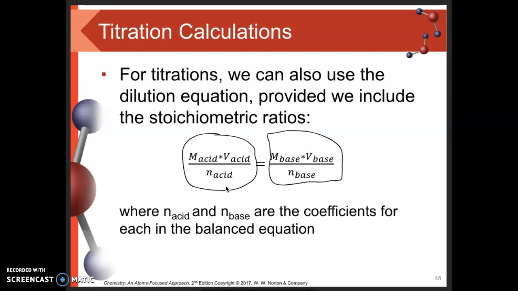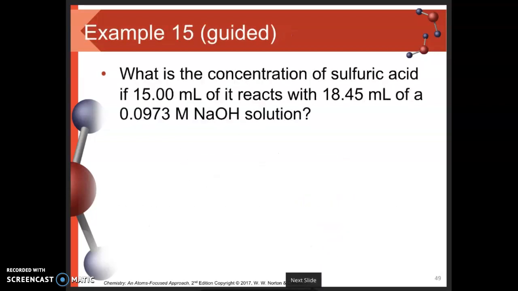You do an example of a redox titration in the laboratory, and you can substitute the oxidizing agent for acid and the reducing agent for base, and the titration equation works just the same. So let's take a look at a couple of examples. In this first example, what is the concentration of sulfuric acid if 15 milliliters reacts with 18.45 milliliters of a 0.0973 molar sodium hydroxide solution?